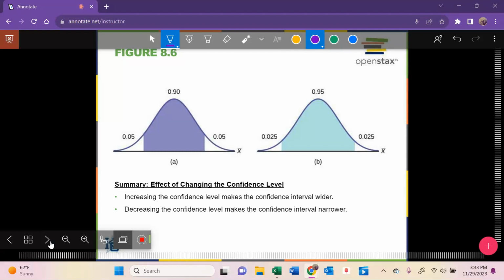So here, what's happening on these confidence levels is this change in the confidence interval, is that the area is getting bigger or smaller based off of what your confidence level is. So you are making your interval either wider or narrower.